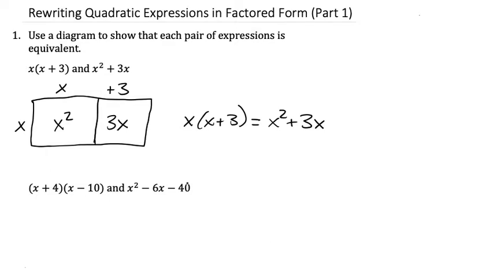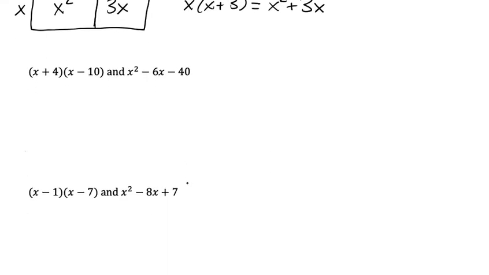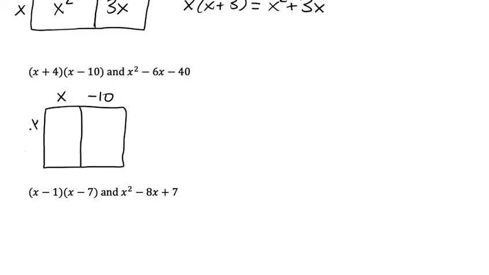Now the second pair that we have is x plus 4 times x minus 10. This one is a little bit different because now I'm going to have two parts on both sides of my rectangle. So I'm going to label x minus 10 and x plus 4. And remember, if there's a minus sign, I need to include that. So this x minus 10, I put a minus sign on the 10.